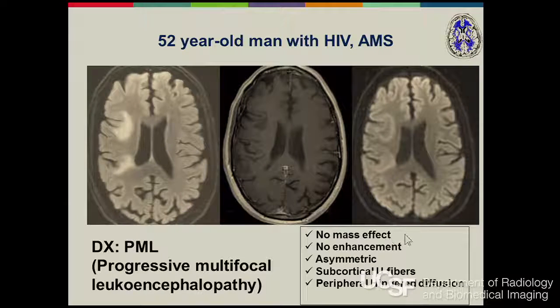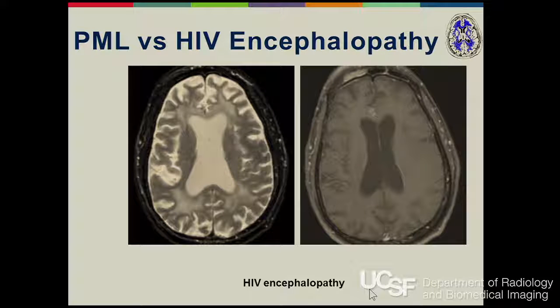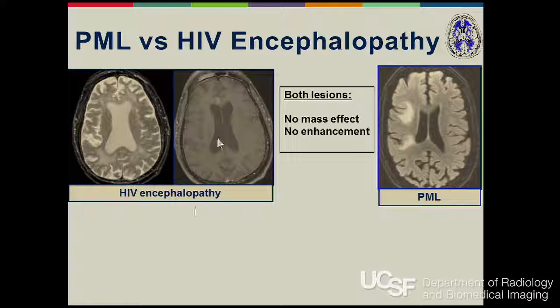The characteristic imaging features for PML, again, are no mass effect, no enhancement, asymmetric extension up to the subcortical U fibers, so all the way up to the cortical surface, and a peripheral rim of hindered diffusion. HIV encephalopathy, on the other hand, tends to be associated with global cerebral atrophy. It is frontal predominant, a little bit more symmetric and bilateral, and relatively spares that rim of subcortical U fibers that we see here. So both lesions don't have significant mass effect nor enhancement.